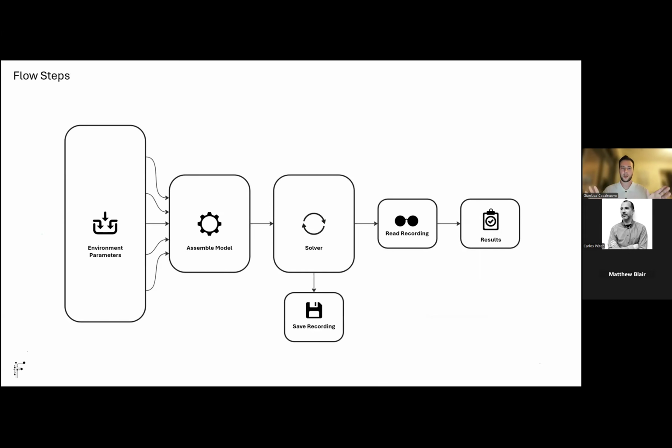So this is pretty much how you set up your model in Flow. You have the environment parameters, which are basically all the basic components that you use to set up the model. Then you have this component, assemble model, create model, where all the parameters come together and the model is computed. Then we have the solver, where the movement happens, where the real calculation happens.